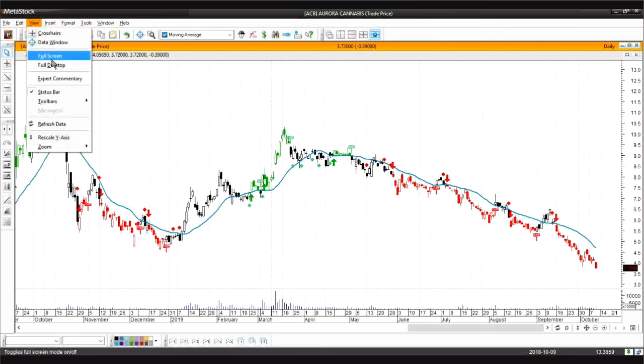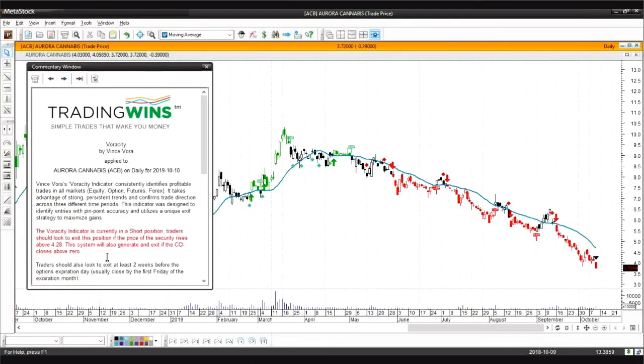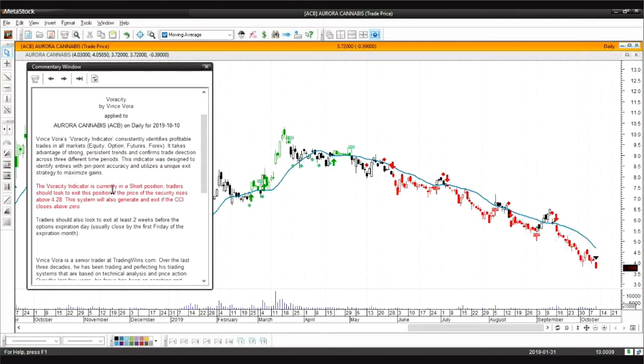The other part that I love about this is the expert commentary. If you go to the top here, click on view, click expert commentary, it'll bring up this box. Now it'll talk a little bit about the indicator itself and trading wins and what we do. But what you really want to pay attention to is the text in the middle here.